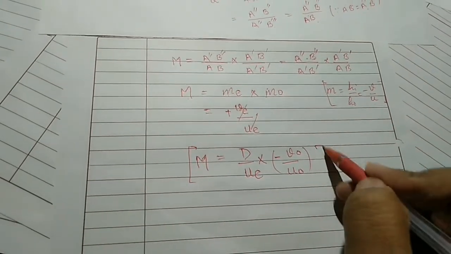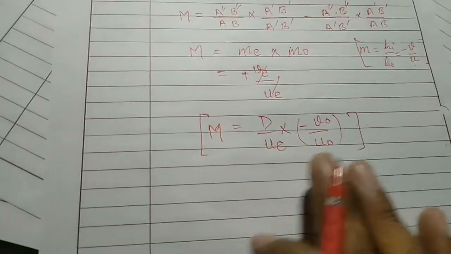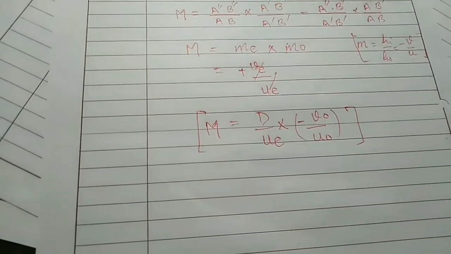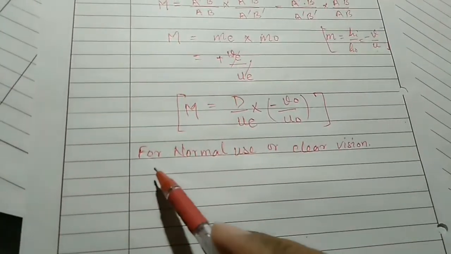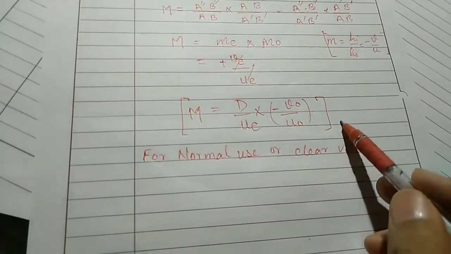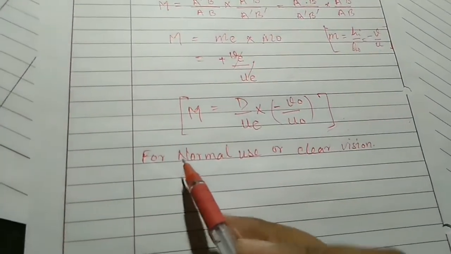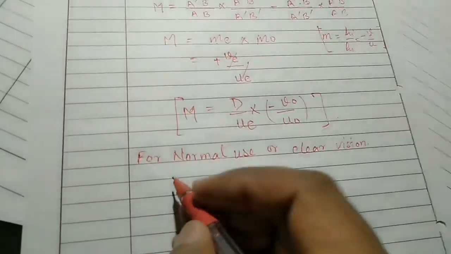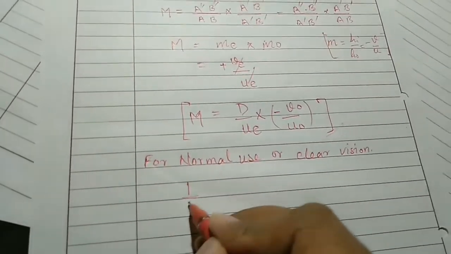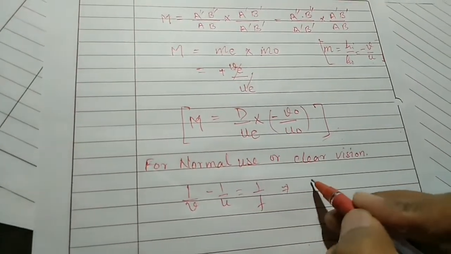So here we end the linear magnification. But suppose in the examination it is asked, write the expression for the normal use or clear vision. If this comes in examination, it is up to that topic. But if it is written, calculate for the normal use or clear vision, then what will you do? You will say that 1 upon V minus 1 by U is equal to 1 by F. This is the general equation.